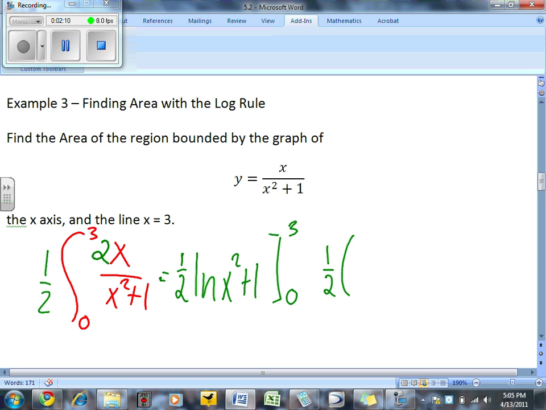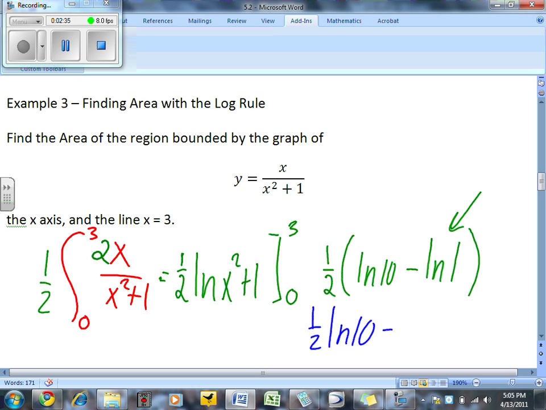I have 9 plus 1, so the natural log of 10 minus, let's see, when I plug 0 in there, so you go top minus the bottom, I'm going to get the natural log of 1. Well, we know from our natural log rules that the natural log of 1 is just 0, so that ends up going away. So we can say 1/2 natural log of 10.